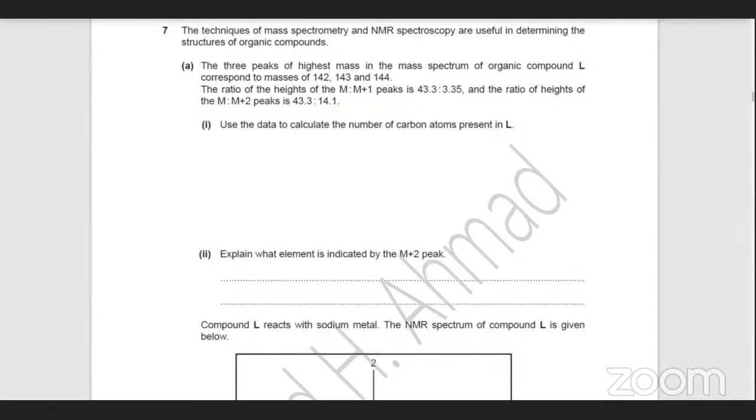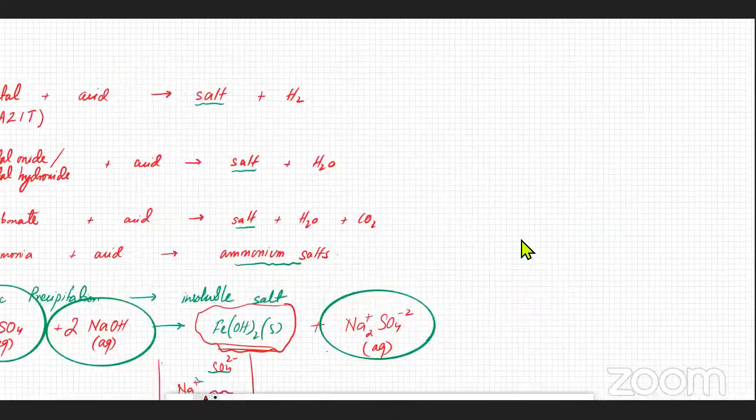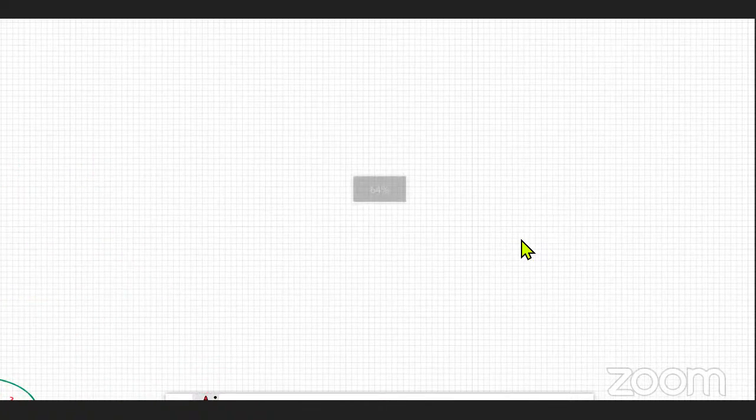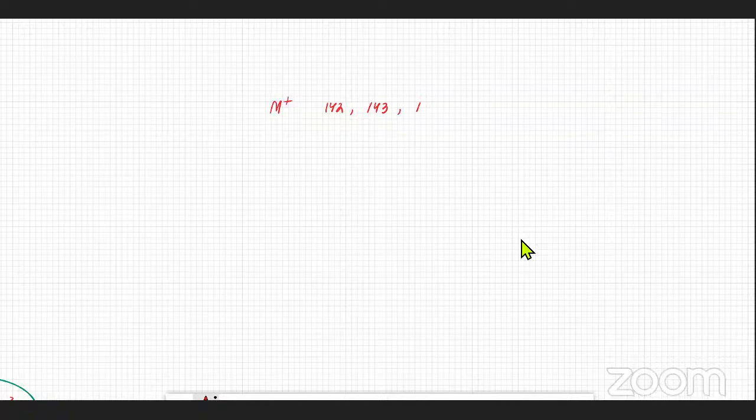Let me open the इधर साइड पे कर लेते हैं. अच्छा, this was the question, the last question that we were on. In the question he had stated कि जो molecular ion peak है ना, that it had 3 peaks, 142, 143, and 144. So let me go back to the question.